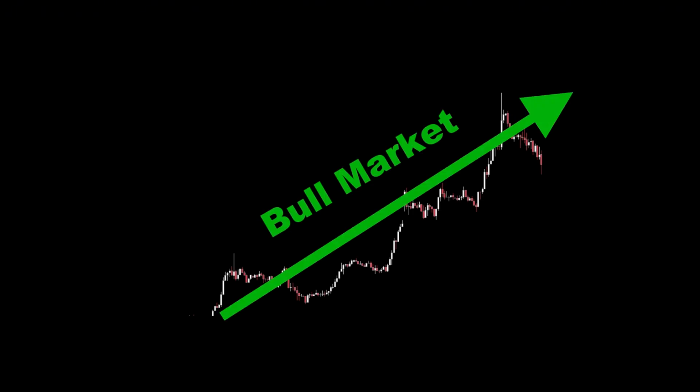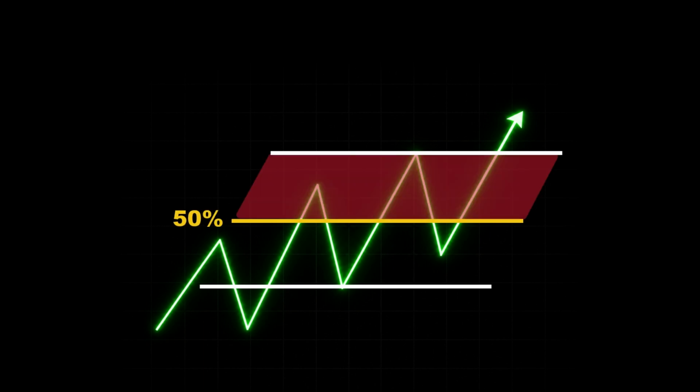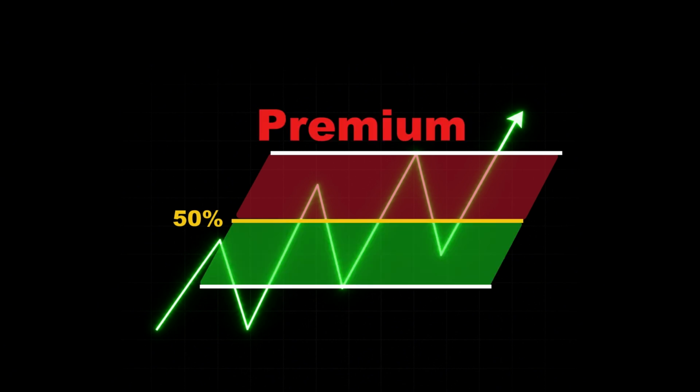For this example, we will use a bullish market, but the same idea works for a bearish market too. The market is creating higher highs and higher lows. Once we identify that bullish move, we take the Fibonacci retracement tool and draw it from the swing low to the swing high. The swing low is the start of the move. The swing high is the end of the move. After we draw the fib, we mark the 50% equilibrium level. Everything above 50% is premium. Everything below 50% is discount.